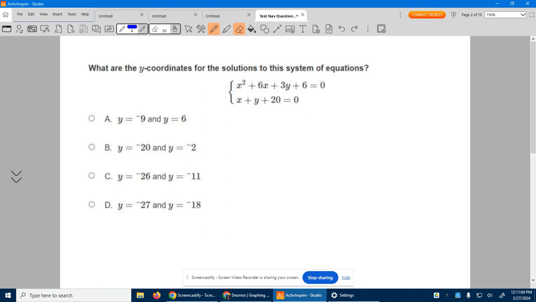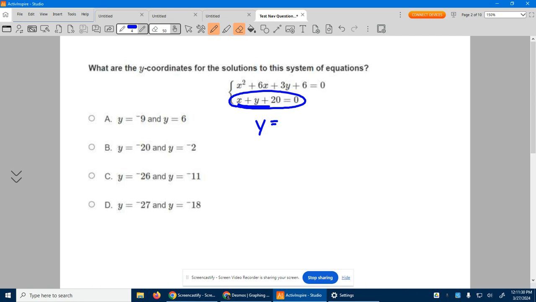But here's what I'm going to notice. It doesn't really matter, but I'm going to take this equation here, and we can get y by itself. We could get x by itself, right? We could do that, but it's going to be easier if we just put y by itself.